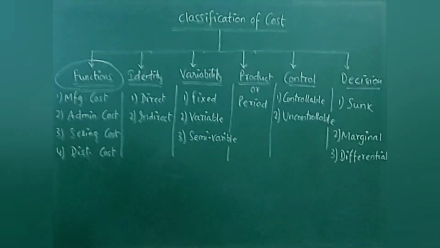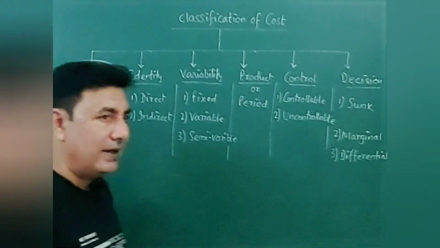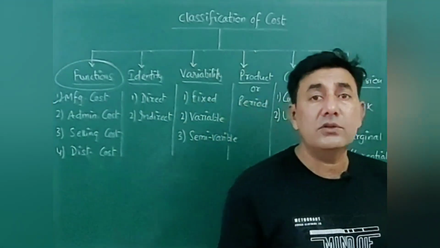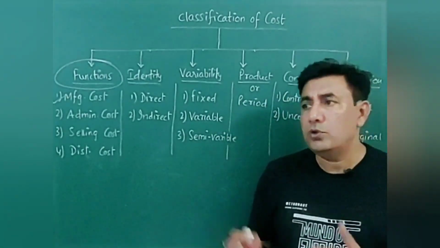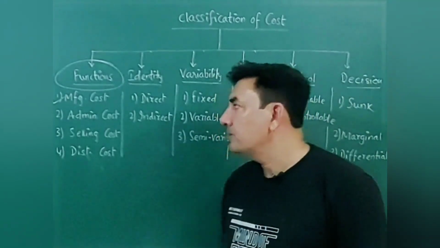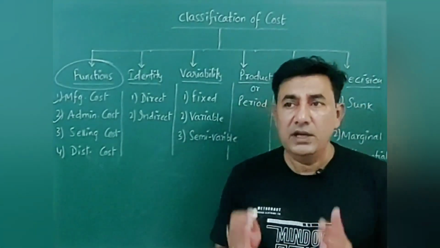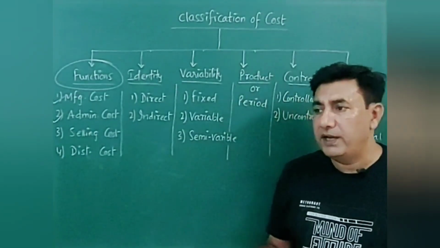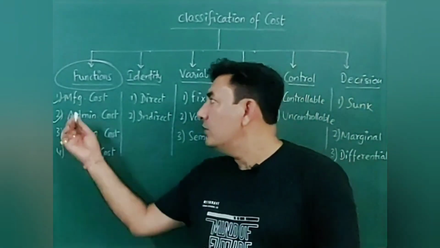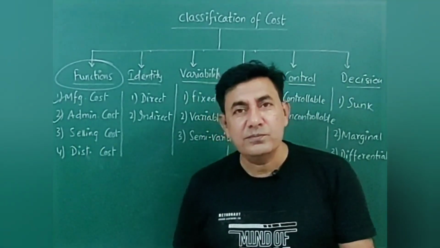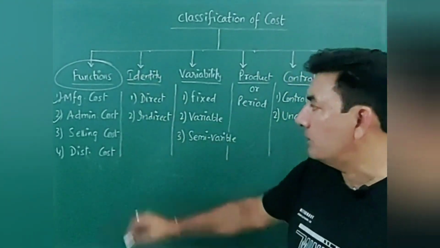Now there are four types of cost here. First one, manufacturing cost: the costs which are directly related with the manufacturing of a product or service, like cost of raw materials, cost of power, fuel, like that. Then comes administration cost, because for administration of the business enterprise you need managers, supervisors, officers, executives. So you have to pay salary to them, no? So that is administrative cost, right? So that is on the basis of functions.